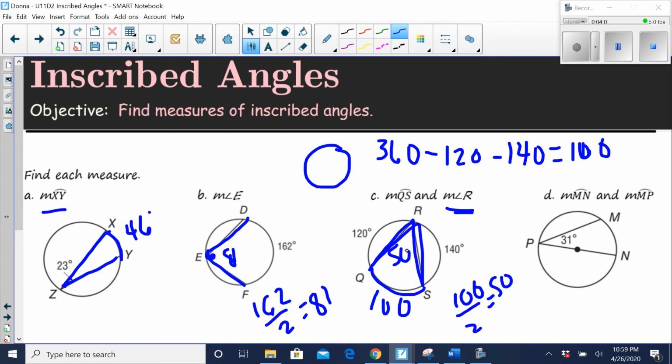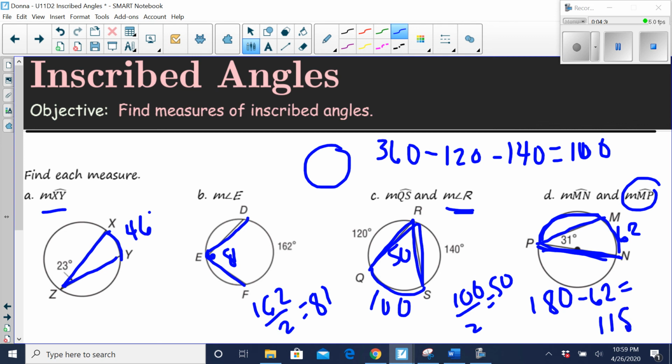Next one says find the measure of arc MN. So starting at this angle, it opens up to MN. To go from the angle to the arc, I multiply, so this would be 62. Then it says find the measure of arc MP. Well, MP is this arc right here. This line right here cuts through the middle of the circle, meaning that from P all the way over to N is half of the circle. Half of a circle is 180 degrees. So if I take 180 and subtract 62, what am I left with? 118 degrees for this arc right here.